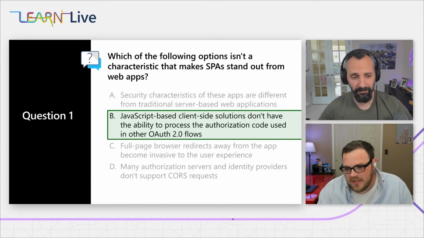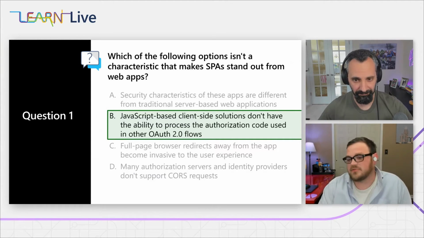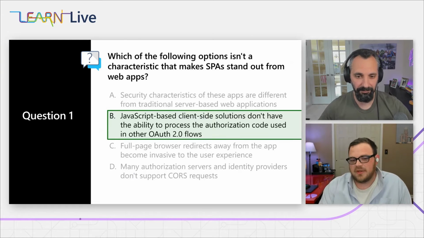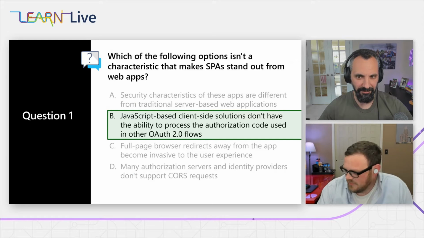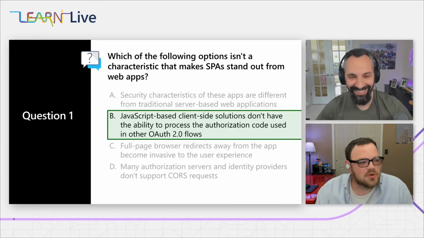And B is correct in that JavaScript-based clients do have the ability to process authorization codes. So B is a false statement, which means that it's false. Negative. But it's the correct one because it's false. Double false equals true. There you go. Who could have guessed?